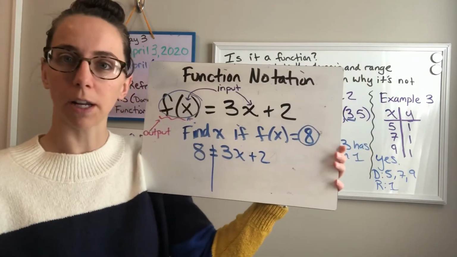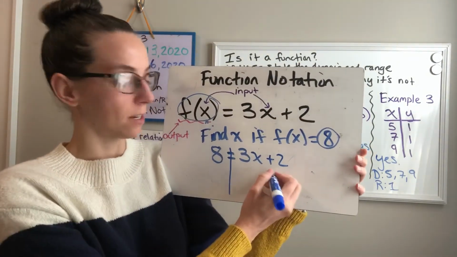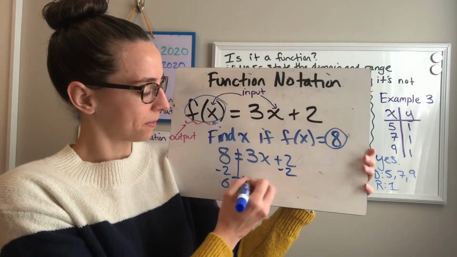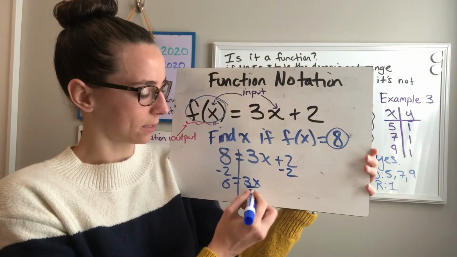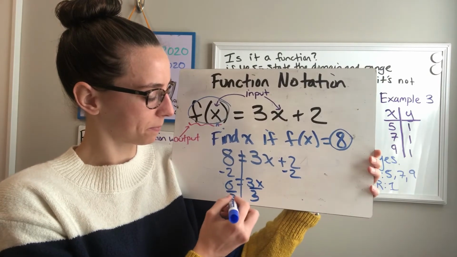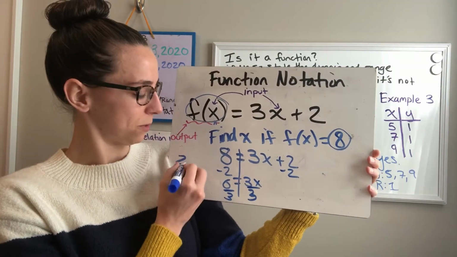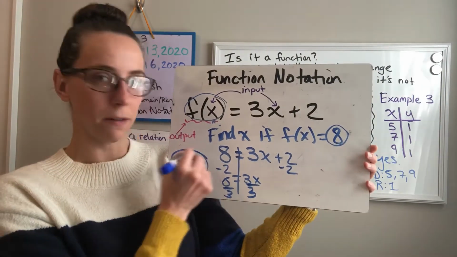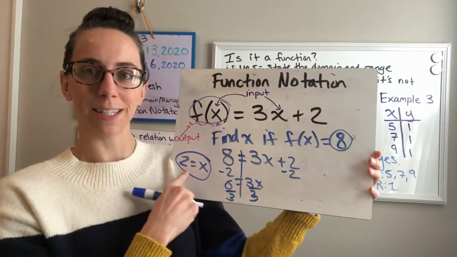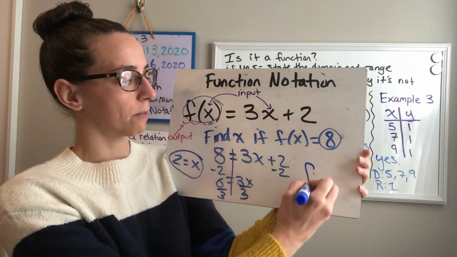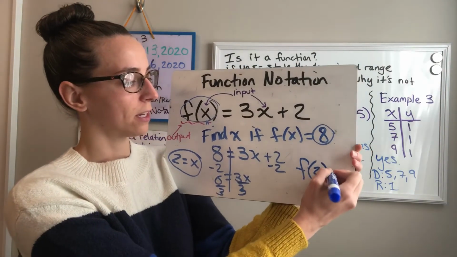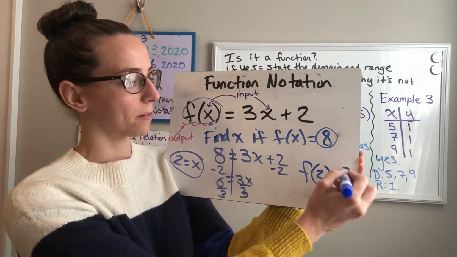And then I could solve that equation like I would any two-step equation. Inverse operations, subtract 2 on both sides. And then I need to divide both sides by 3. I ran out of space, so it would be 2 is equal to x. And so what that means for me is my input, when my output is 8, is 2. And I can write that using function notation. F of my new input, 2, is equal to still my output, 8.